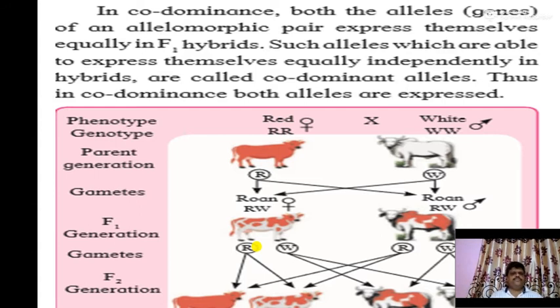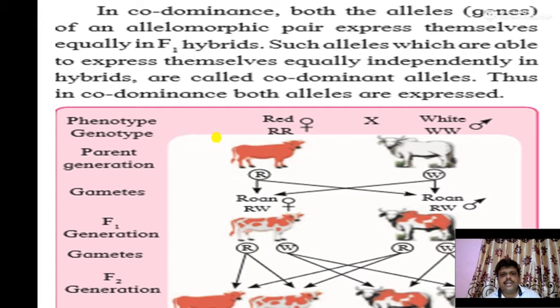Codominance, yes. In codominance, both the genes in the allelomorphic pair express themselves equally in the F1 hybrid. A classical example of this particular cross is skin coat color in the cattle. So there are two types of skin coat color found in the cattle. First one is red coat color, and the second one is white coat color.